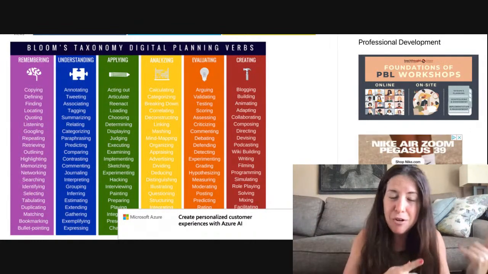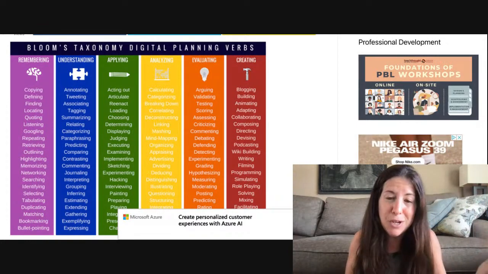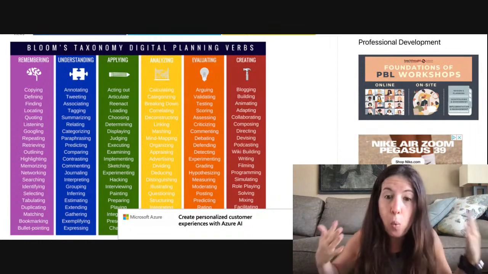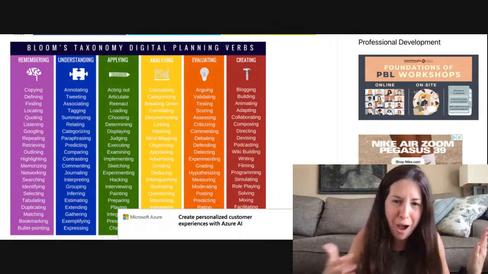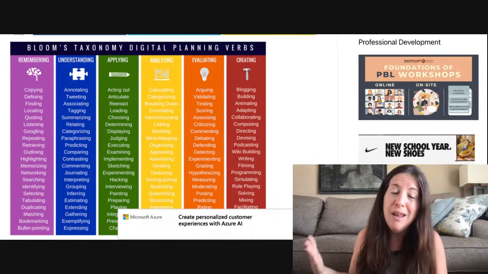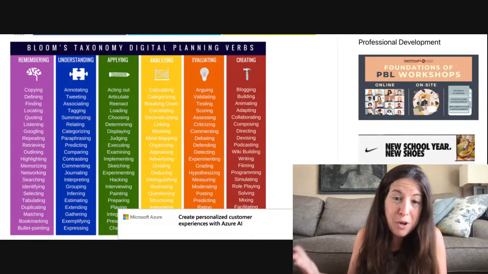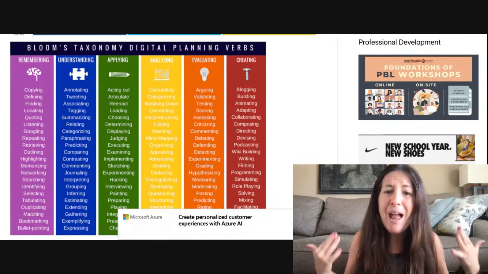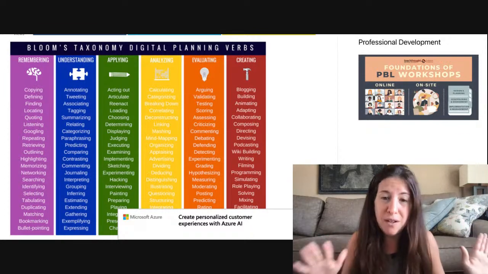Remembering is your basic WH questions, basic recall. If our students cannot recall what they just heard or read, they're not going to be able to do some of the higher level thinking skills that are expected in the classroom. We know that, right? Under applying is experimenting and judging and examining, and that is where I believe cause and effect falls in.